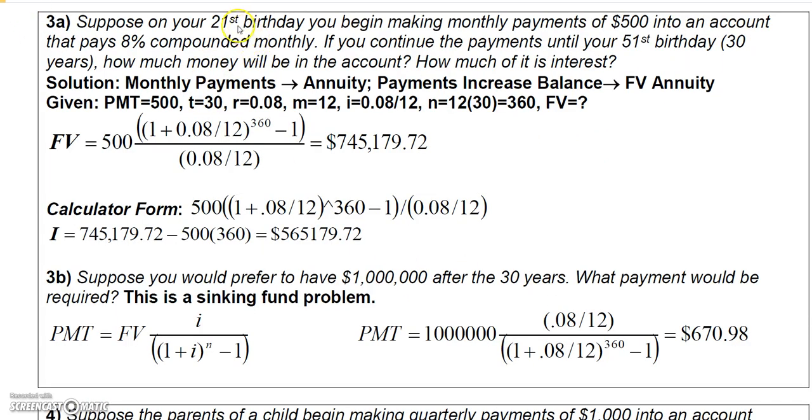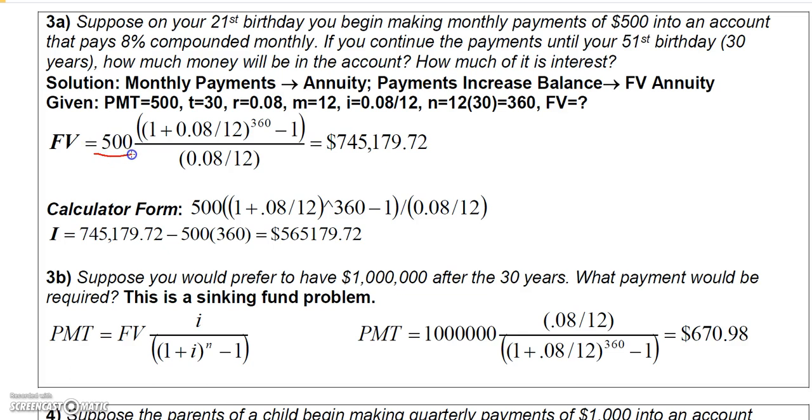So here's another problem. On your 21st birthday, you make monthly payments of $500 into an account that pays 8% compounded monthly, and you continue the payments until your 51st birthday, so you do it for 30 years. How much money will be in the account, and how much of it is interest? Well, again, it's monthly payments, so it's an annuity. The payments increase the balance, so therefore it's a future value. And so you just take the information you're given and put it in your future value formula.